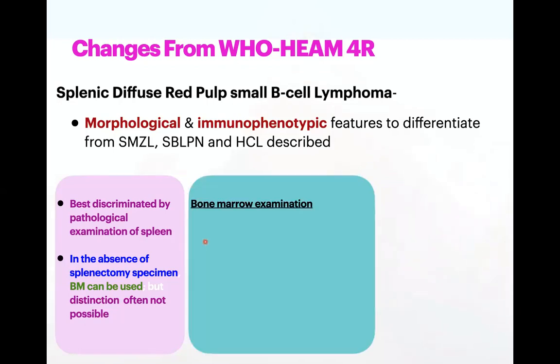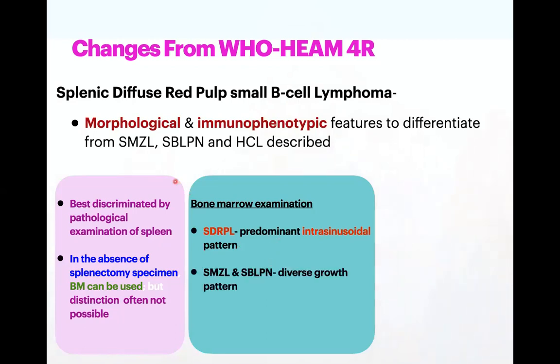So on the bone marrow examination, what we will see in case of this splenic diffuse red pulp lymphoma is a predominant intrasinusoidal pattern, while the remaining, the splenic marginal zone and the prominent nucleoli entity, will show a diverse growth pattern. And hairy cell leukemia, as described, shows a typical diffuse pattern with reticulin fibrosis.